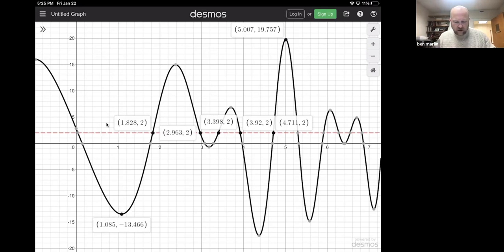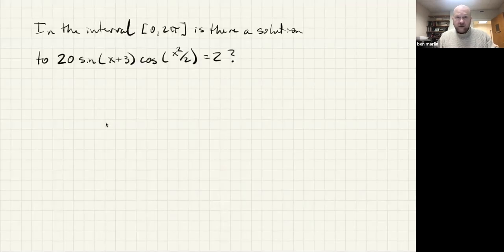But that's what the intermediate value theorem does for us. So what I'm going to need to do is to remember that low point over there, and it's 1.085 and negative 13.466. Remember that that's approximate. And then that high point of 5.007 and 19.757. Okay. So now I'm going to jump back and I'm going to write my solution.